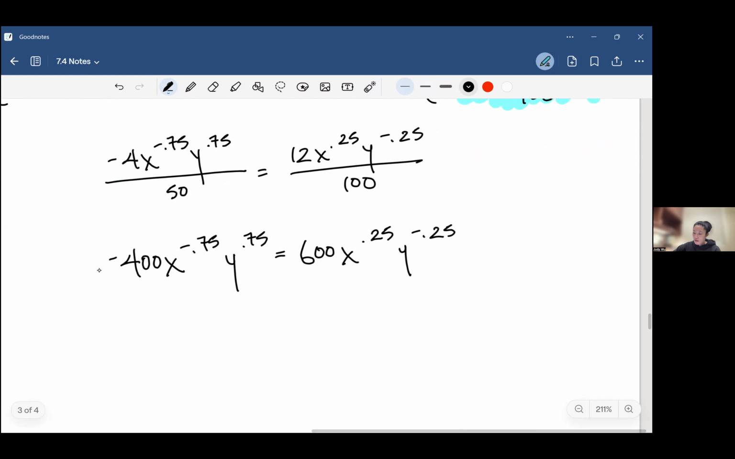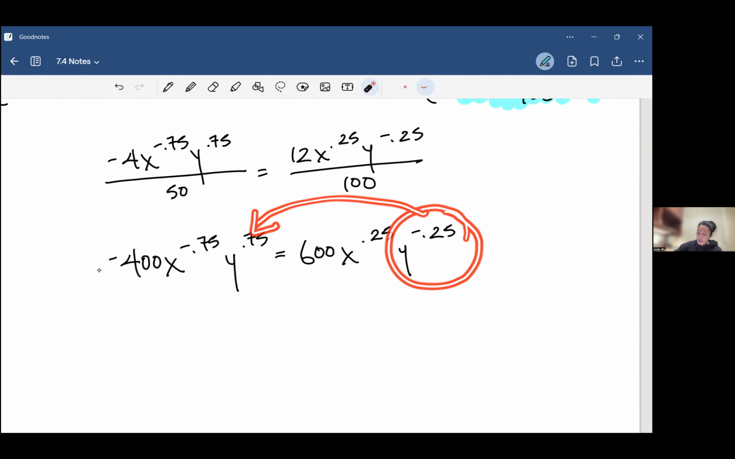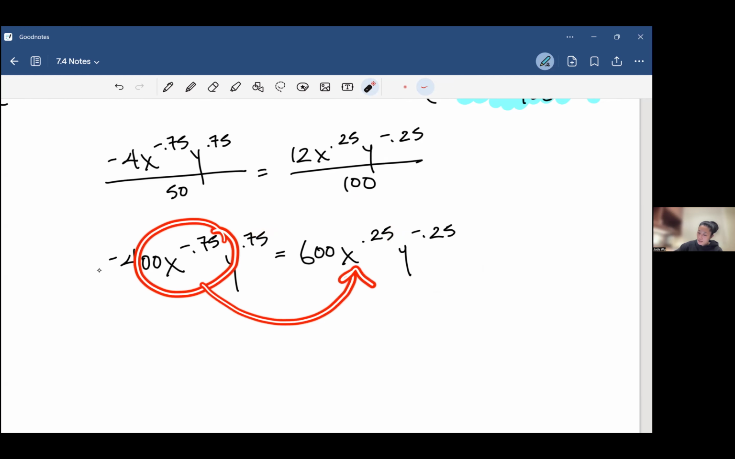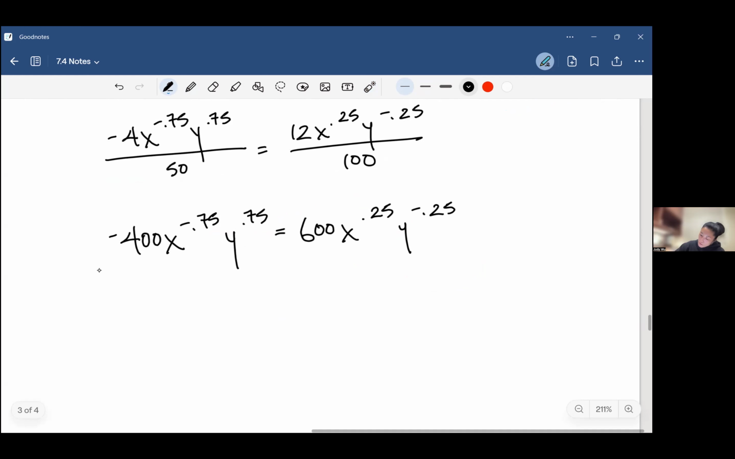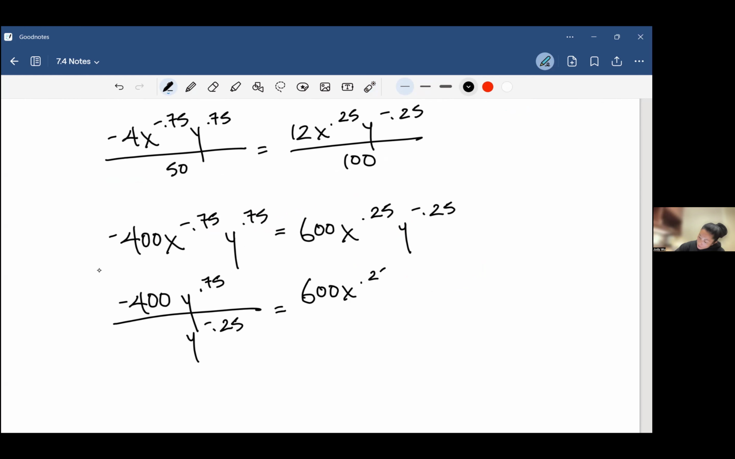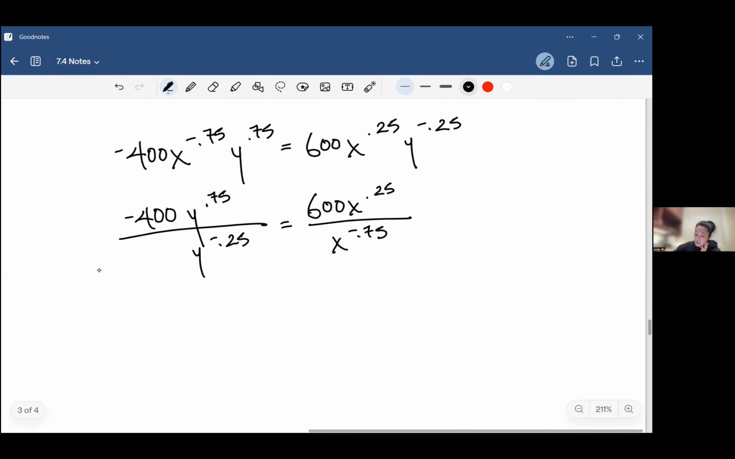And now I'm going to go ahead and move my y term to the left-hand side, and I'm going to move my x term to the right-hand side, okay? So what that's going to give me is negative 400 y to the 0.75 divided by y to the negative 0.25 equals 600 x to the 0.25 over x to the negative 0.75, right? So I can divide them, and now I can take care of my exponent.